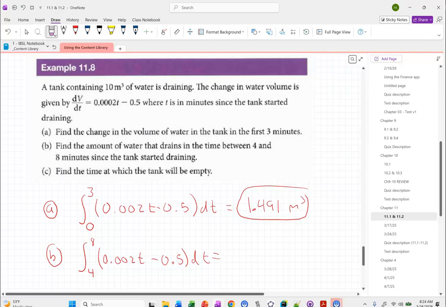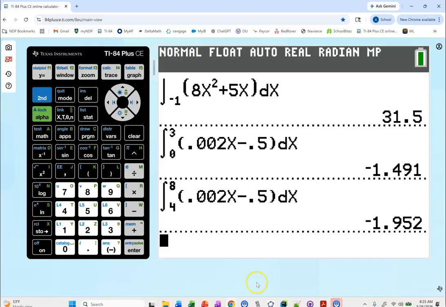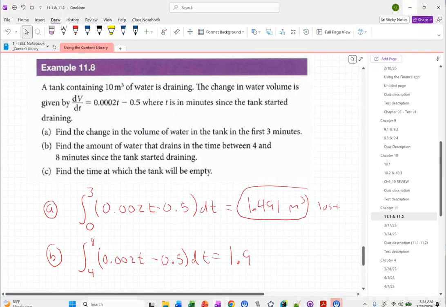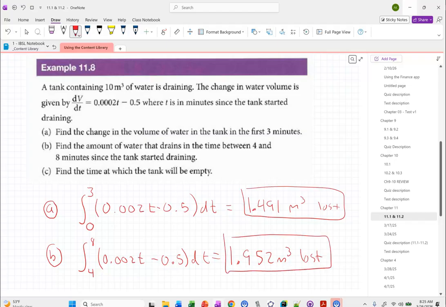And actually, we should probably say this is positive and say they're lost. 1.9, oh, I forgot the number now. 52, okay. Right, water volume shouldn't be a negative number. We should just add a verb at the end that indicates why the number's negative. So far, so good.